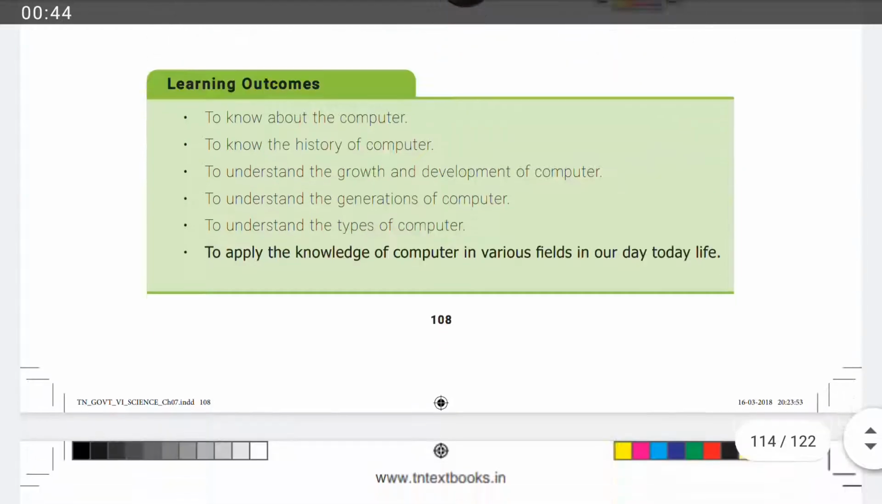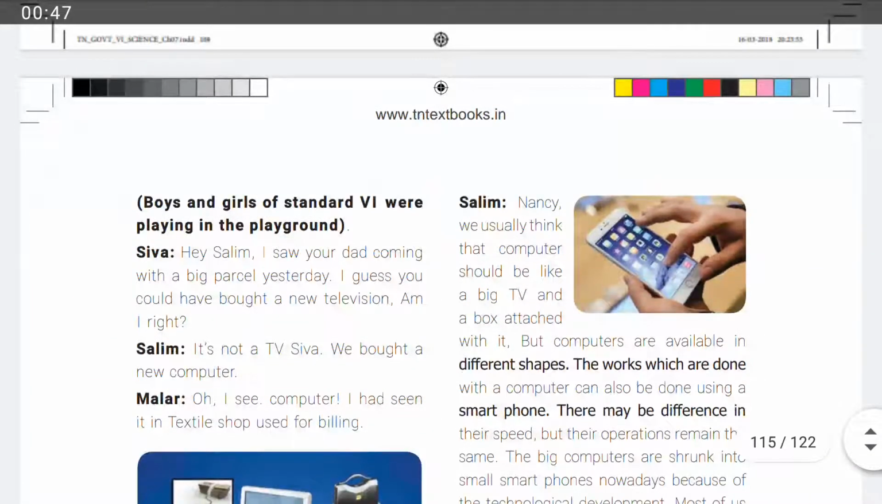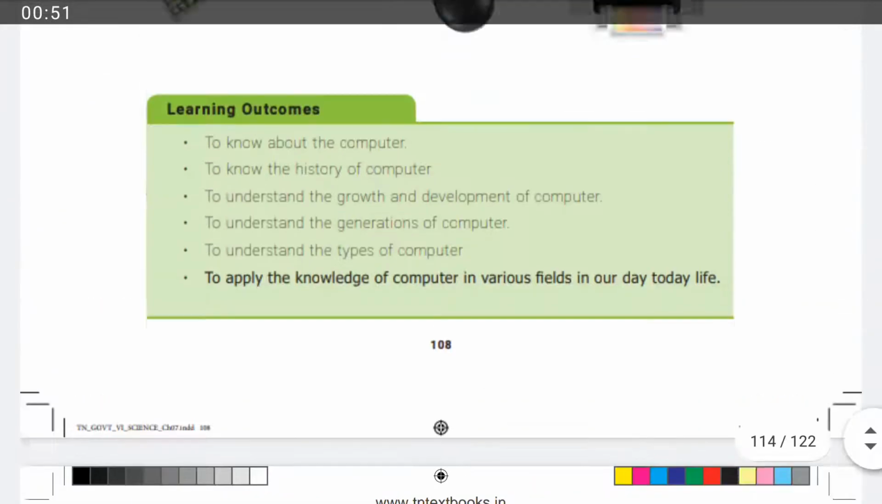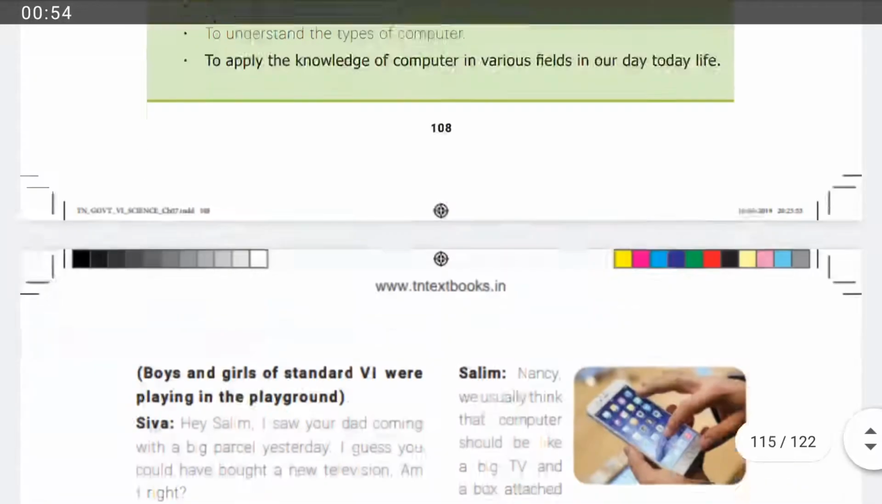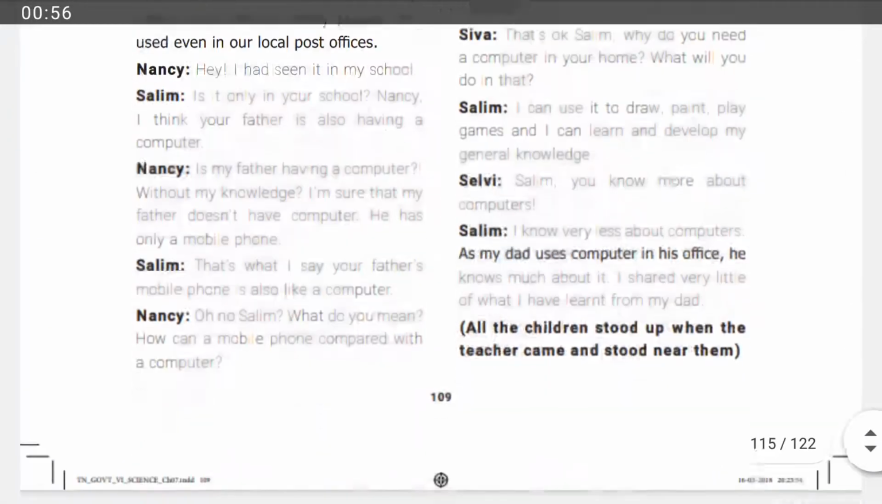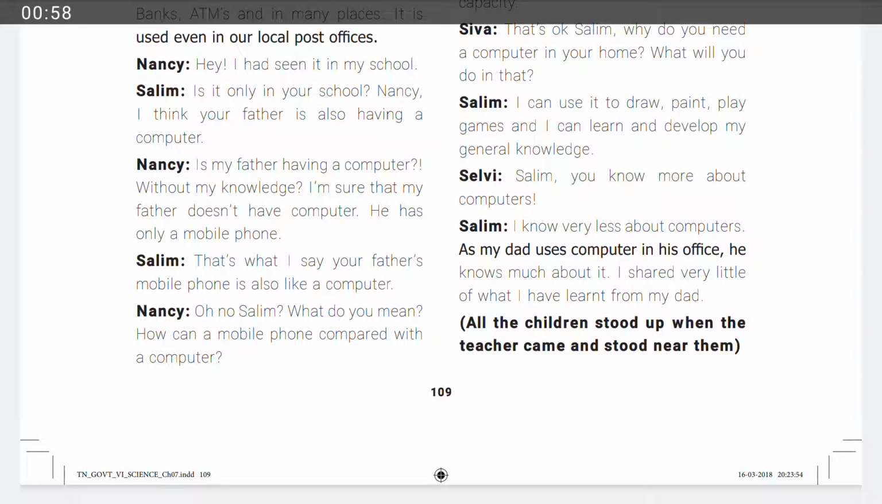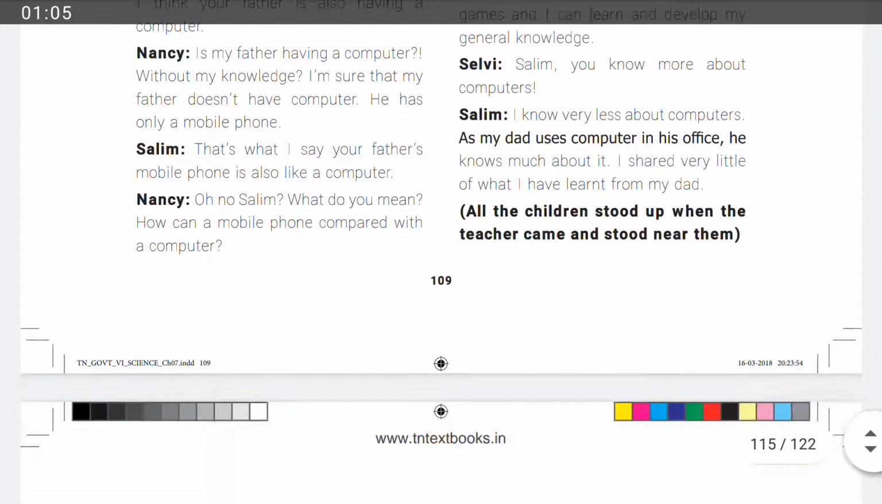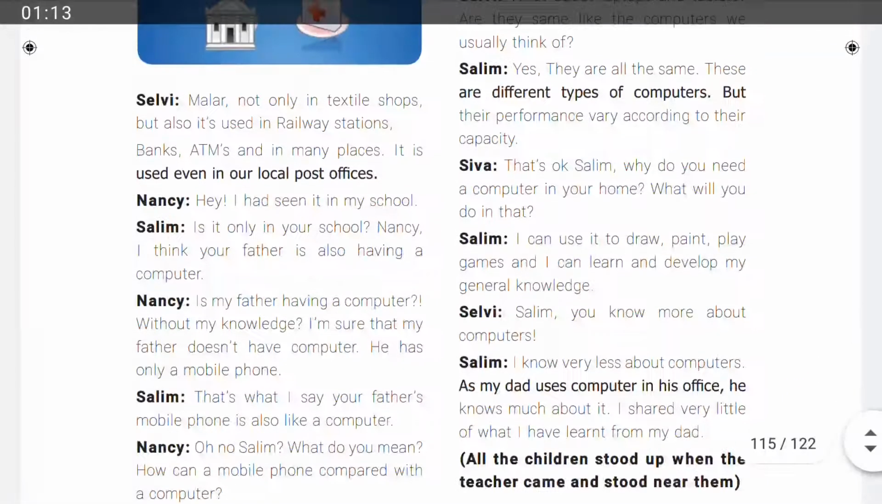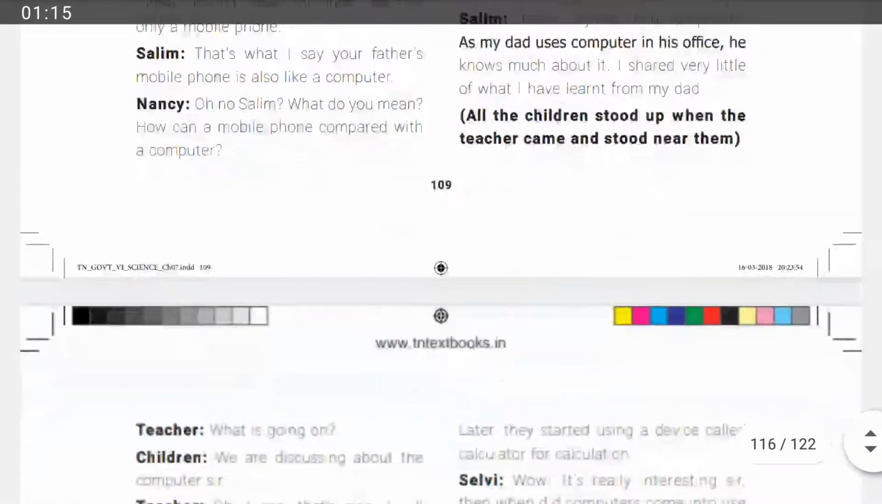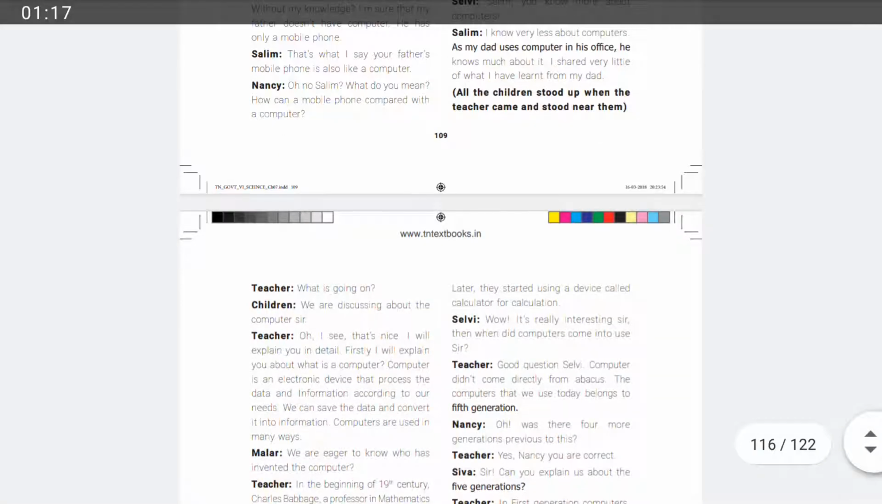First, the computer, which we have in each and every house. I hope you know the parts of a computer. The computer is very useful to store data. This data is used for all other purposes. So the stored data is very useful for all our purposes.